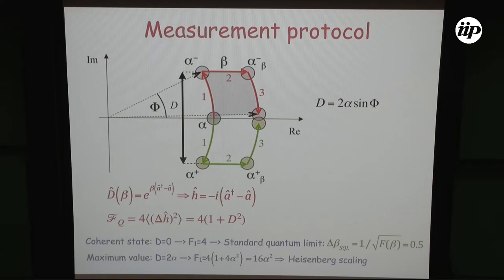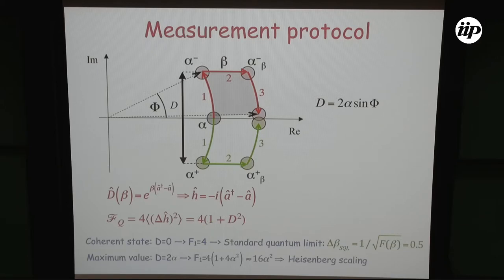It's nice because it does not depend on beta. Okay? It's independent of beta. So if you have that, then I can look at this expression and find how it behaves for different values of D. If D is equal to zero, you don't have two coherent states, just one. So that would be the quantum Fisher information for a coherent state. And then you just get that the quantum Fisher information is given by 4. And that gives me the standard quantum limit, which is 1/2 in this case. Now, the maximum value is for the maximum distance between these two coherent states, which is given by 2 alpha. And this is equal to 16 alpha squared. And that's the Heisenberg scaling in this case. So the interesting thing about this experiment is that things are easy to calculate, okay? And I can compare the experimental Fisher information with this quantum Fisher information.